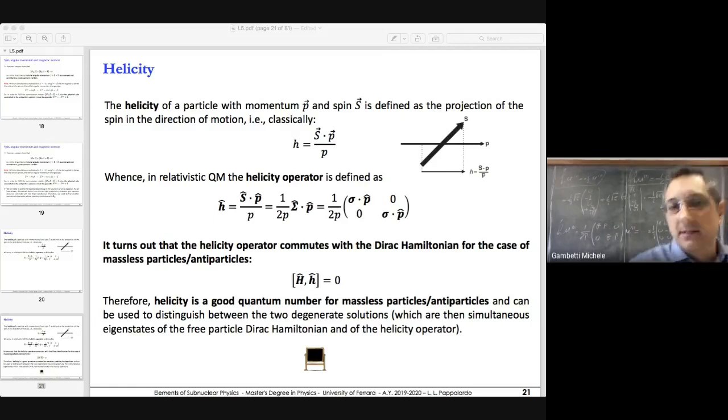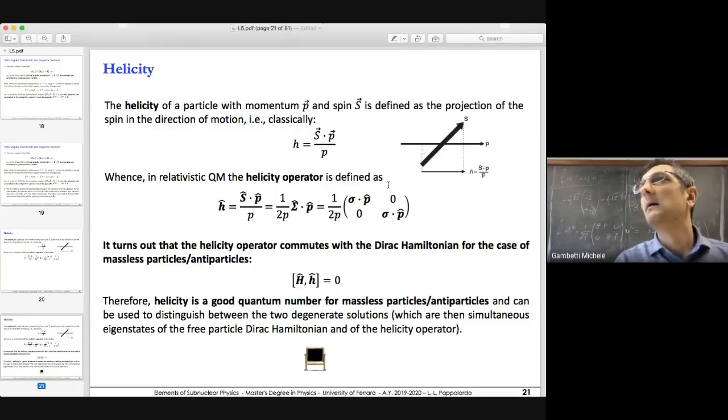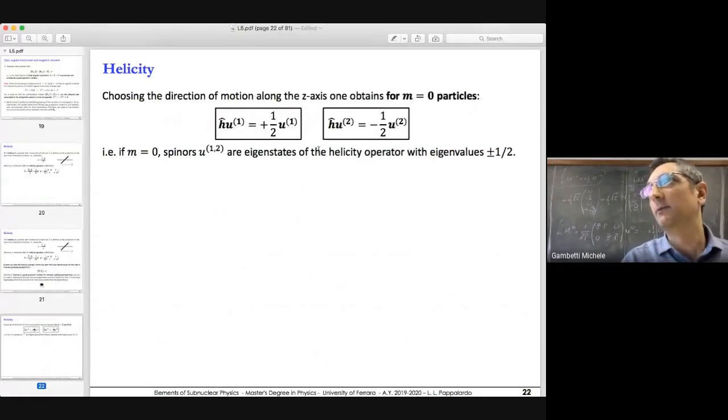So let's come back to the slide. And this is what we just found on the blackboard. So choosing the direction of motion on the z-axis, of course you can generalize this, this was just to make the calculation simpler, one obtains for m equals 0 particles these two eigenvalue equations. So if the mass is equal to 0, spinors u1, u2 are eigenstates of the helicity operator with eigenvalues plus and minus 1/2.